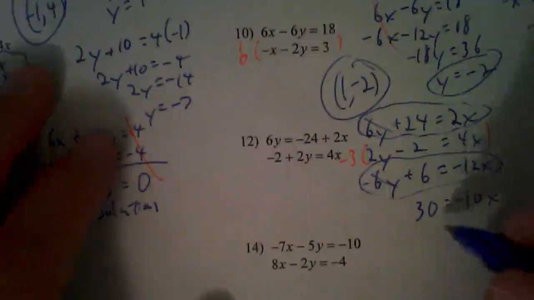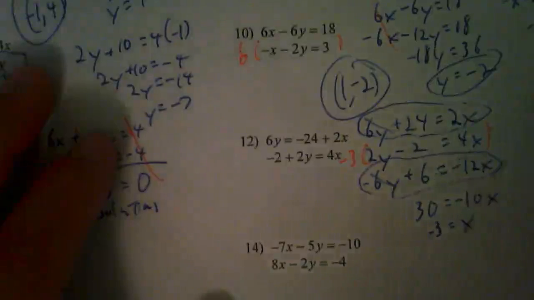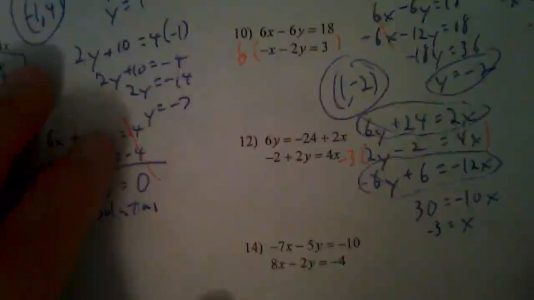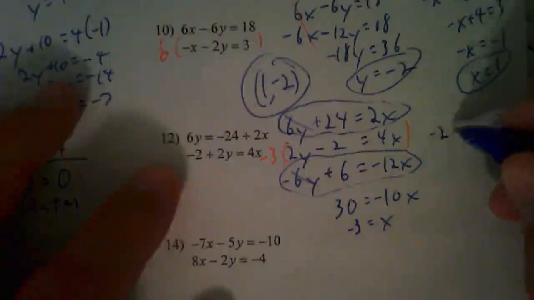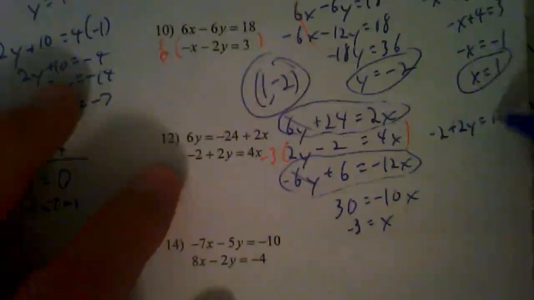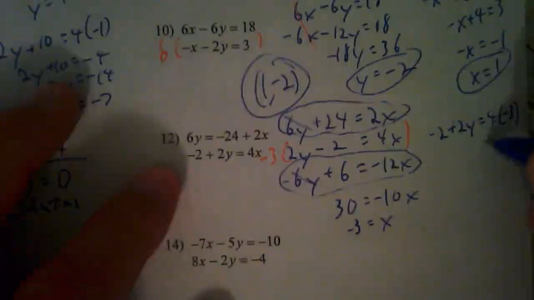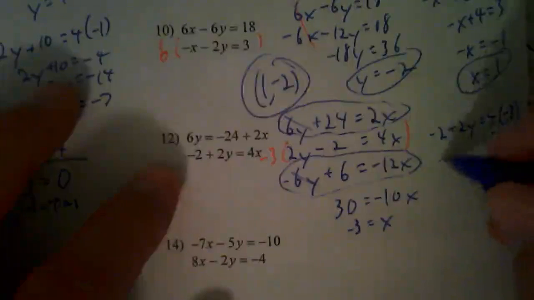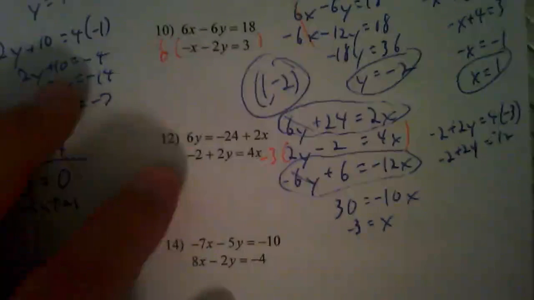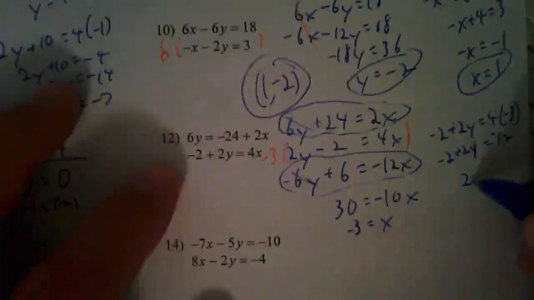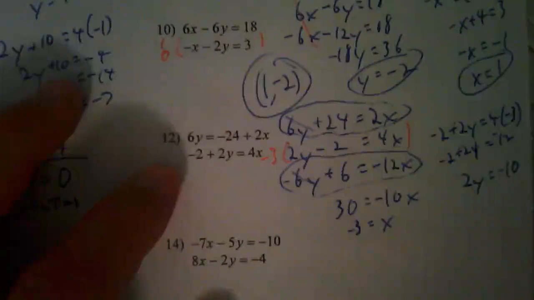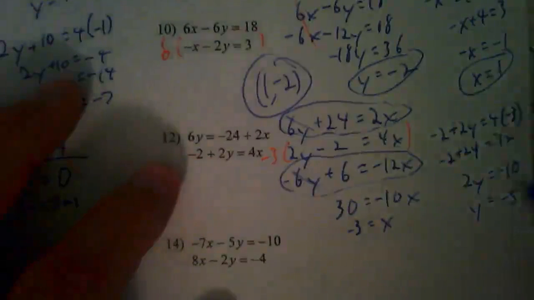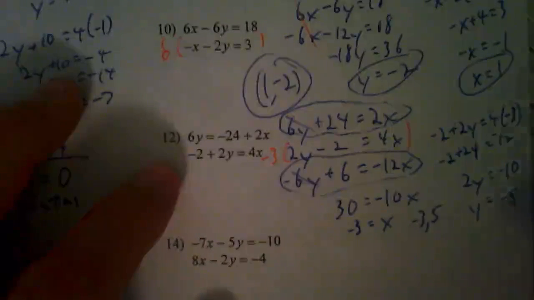Divide by negative 10, and you get negative 3. Once you have that, plug it back in. Negative 2 plus 2y equals 4 times negative 3. That'd be negative 12. Bring the 2 over, so add it. It's now negative 10. Divide off that 2, and we get negative 5. So negative 3, negative 5.